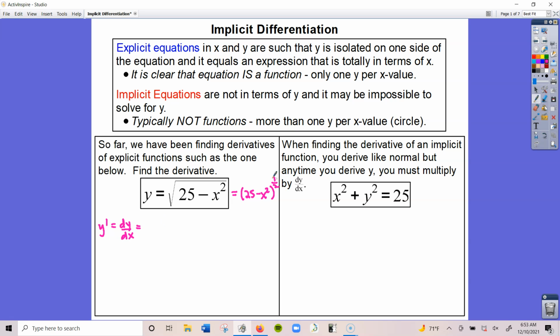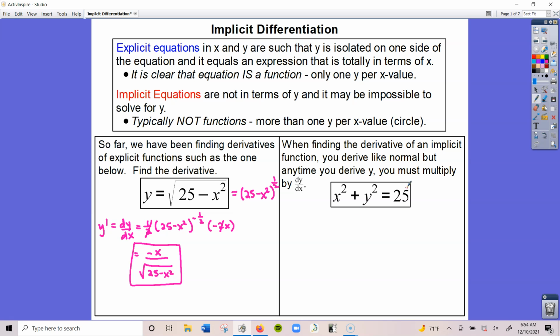So when I take the derivative here, this is going to be the chain rule. So I bring the 1/2 to the front, leave the inside alone, subtract 1 from the exponent, and multiply by the derivative of what's inside the parentheses, which is negative 2x. Here, the 1/2 and the 2 can cancel out. This 25 minus x squared to the negative 1/2 is going to go down to the denominator. So my derivative is going to be negative x over the square root of 25 minus x squared.